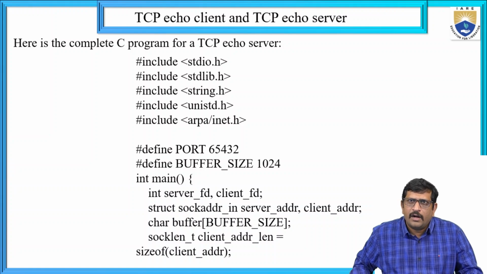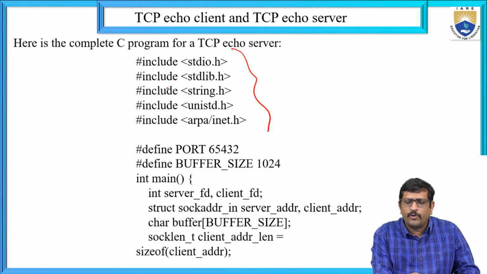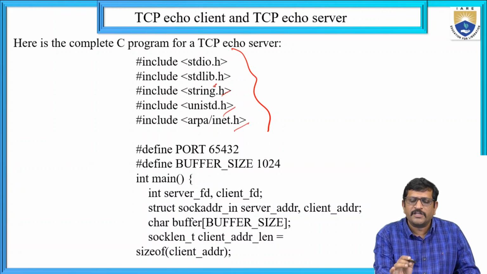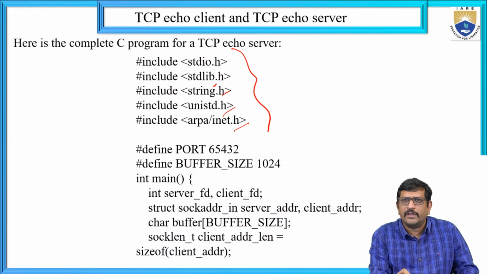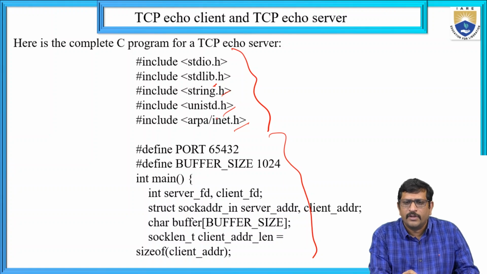This is the TCP echo server implementation using the C programming language. First we have to include the header files: the standard input and standard libraries, string, unistd, arpa inet, and so on. The information can be stored in these header files. That is a special operator, the include, with which we link whatever code we are writing so that it can be stored. Here is define PORT 65432, define BUFFER_SIZE 1024, int main, int server_fd, client_fd.